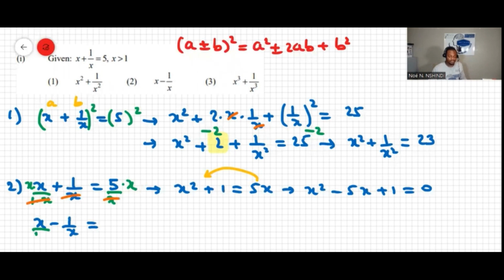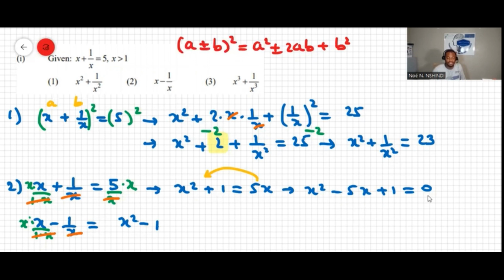Okay. Now, with x minus 1 over x, if I want to get rid of the denominator x, I'll multiply it by x, and then we can cancel the denominator, and then we'll have x squared minus 1. Then we can get this answer by calculating here.